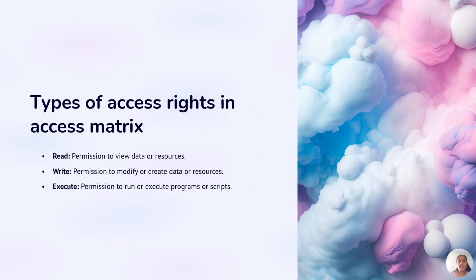The types of access rights in access matrix: read, write and execute. Read is the permission to view data or a resource. Write is the permission to modify or create data or a resource. Execute is the permission to run or execute programs or scripts.